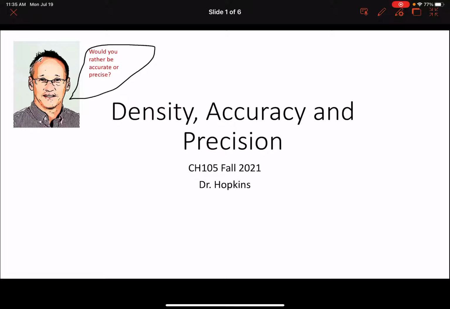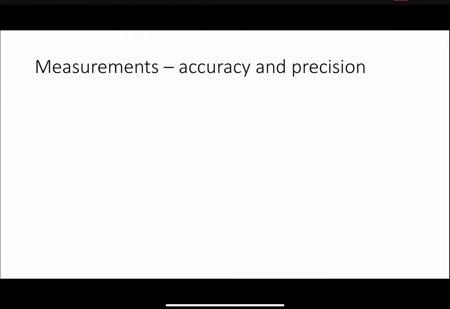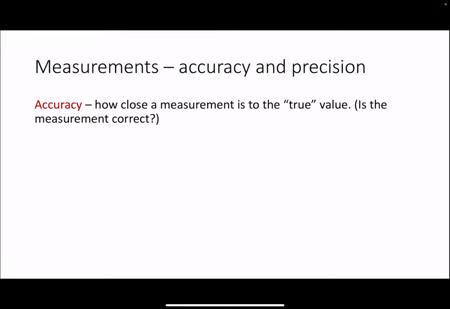Here we're going to address more measurements, including density, a specific measurement, and then talk a little bit about accuracy and precision. So first, let's define accuracy and precision in terms of measurements. Sometimes these two terms, accuracy and precision, get conflated, so you need to make sure that we're on the same page.